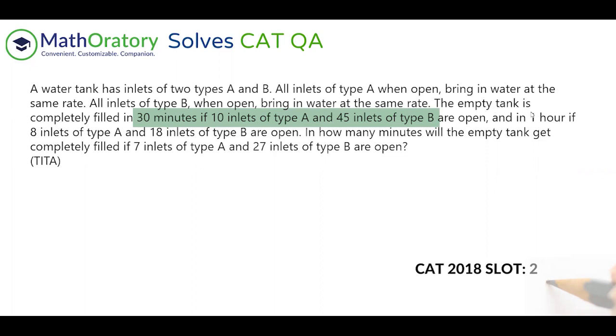And in 1 hour, so let me mark this with a different color, easy for you to differentiate, it completes in 1 hour if 8 inlets of A and 18 inlets of B are open. This is a typical question where you assume the efficiencies as A and B and solve it out. We need to find, in minutes, how much time it will take if 7 inlets of A and 27 inlets of B are open.